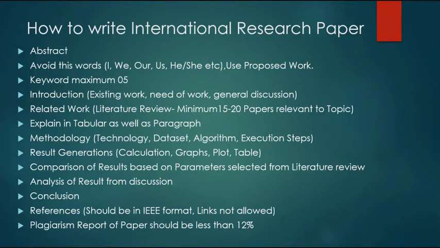After that, the related work, which we call existing work or literature review or survey; there are different names for that. For the literature review, a minimum of 15 to 20 papers is expected. The maximum, there is no limit. But all these papers must be relevant to your topic. If your topic is machine learning related or highlights one particular problem, then all the papers must relate to that topic only.